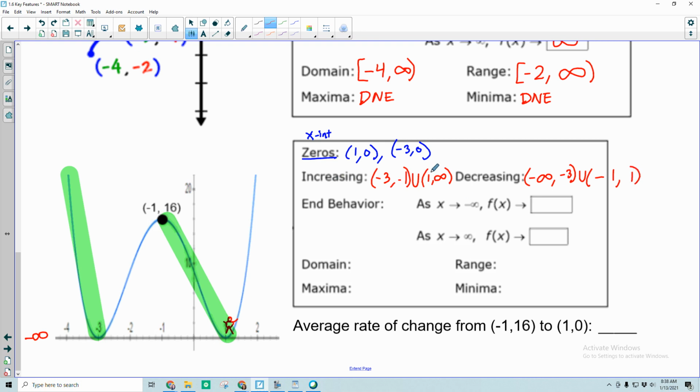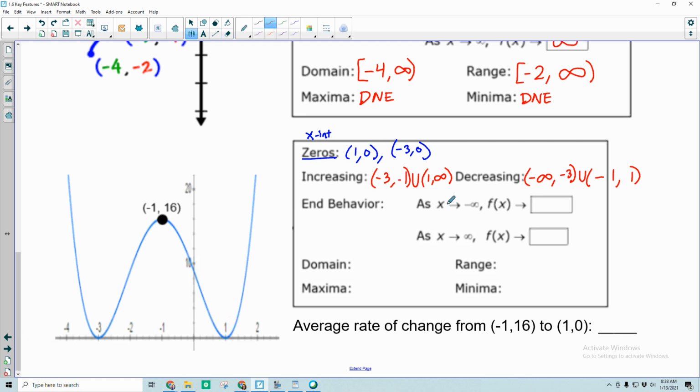Okay, so that would be my interval for increasing, my two intervals that are united together, and my two intervals that are united together for decreasing. All right, awesome. Now let's check out the end behavior. So let's get rid of this little guy and test this out.